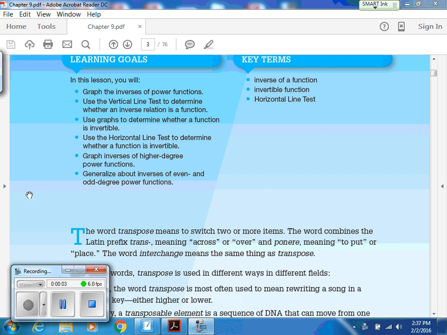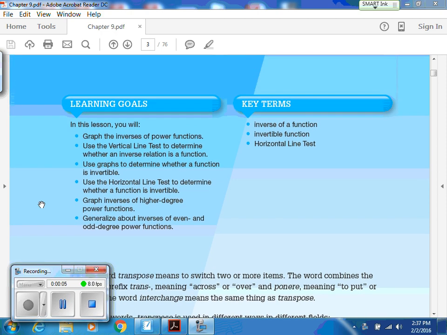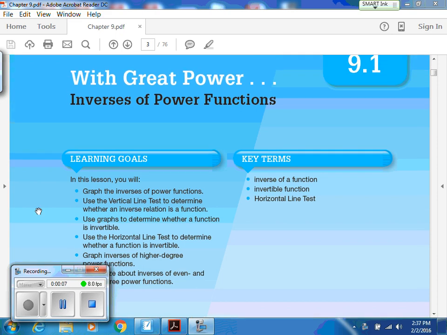Alright, so this chapter is all about radicals. Yesterday on your Carnegie, you started working on radicals, power functions, that sort of thing. That's what we're going to be working on today. Today we're going to look at inverses of power functions. We're going to look at the vertical line test, the horizontal line test, and we're going to try to graph inverses of functions. Okay?